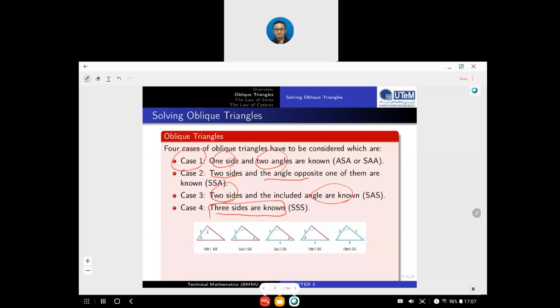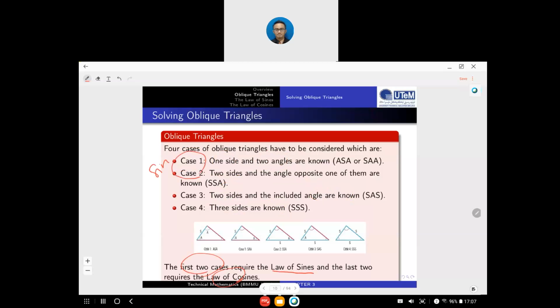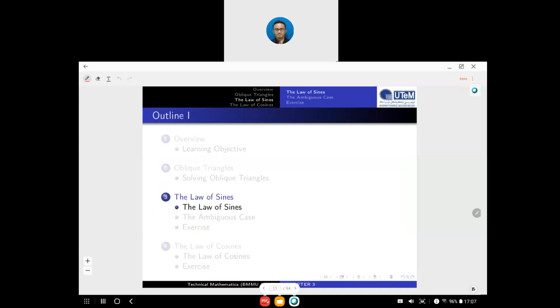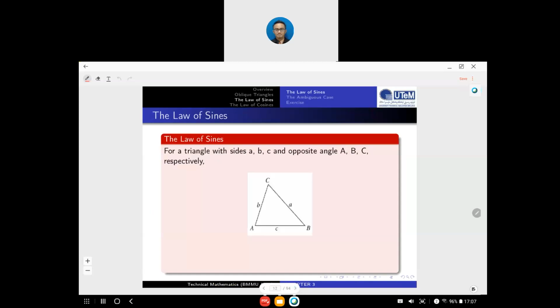When you have these four cases, in order to solve them, for the first two cases we use the law of sines, and for the last two cases we use the law of cosines. So for case 1 and case 2, we use sine. For cases 3 and 4, we use the law of cosines. Looking at the first one, the law of sines.